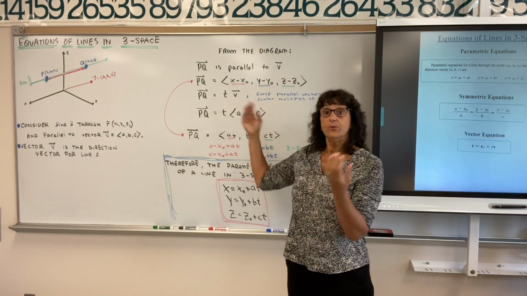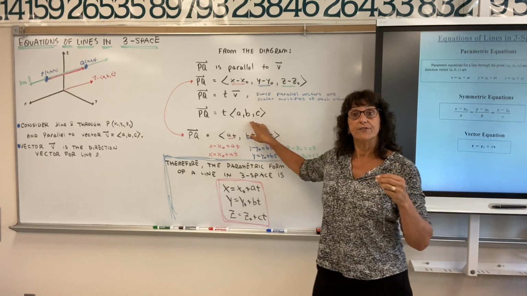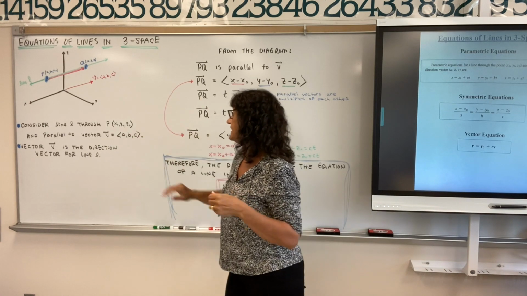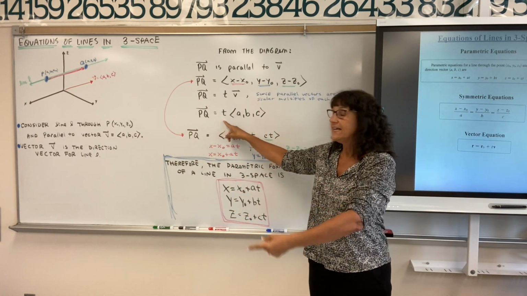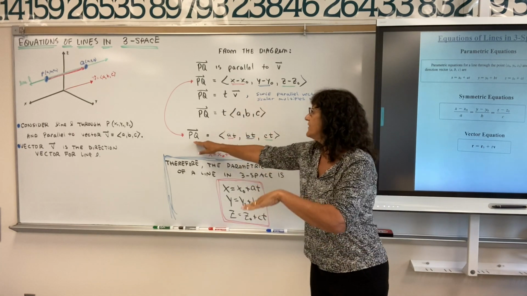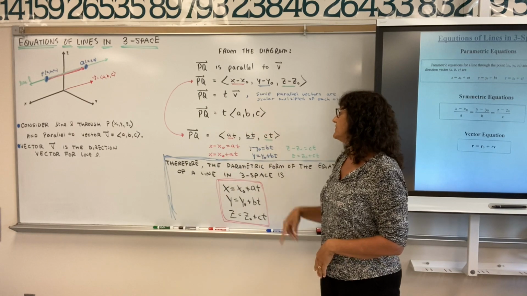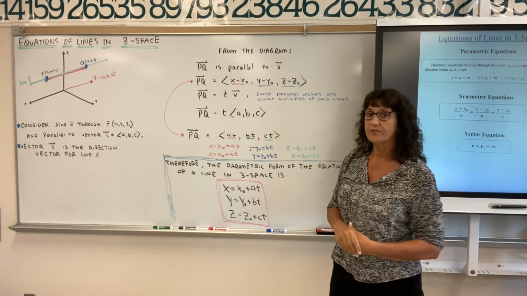Well, vector V, we called vector V ABC. The direction numbers in vector V are ABC, is how we're defining it here, okay? You can take a scalar, one of your properties of vectors, and move the scalar inside the vector. So you can write vector PQ as A times T, B times T, C times T, okay? So you can see step by step this coming together.